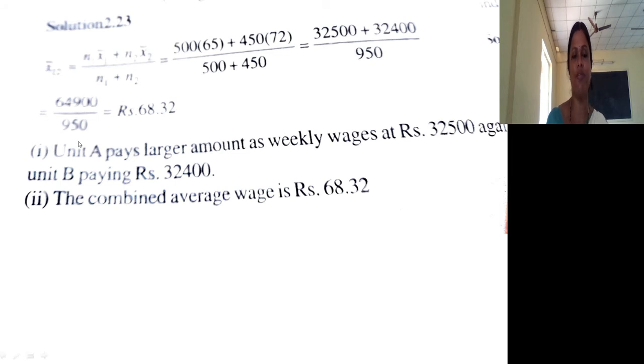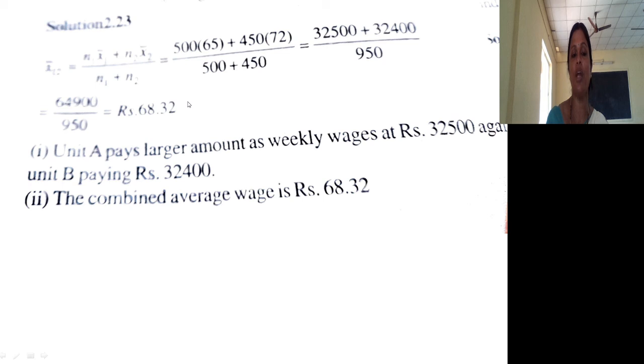Calculate that. When we calculate it, unit A pays the larger amount as weekly wages, rupees 32,500, against unit B paying 32,400. How did we arrive at 32,500? 500 into 65. That's the answer for the first question. How did we arrive at 32,400? 450 into 72. So the number of wage earners in unit B multiplied with the mean wage of those 450 wage earners. Again, the number of wage earners in unit A multiplied with the mean wage of those 500 workers. You will arrive at total weekly wages. So the one which pays higher wages is unit A.